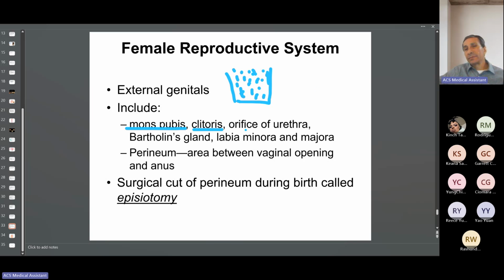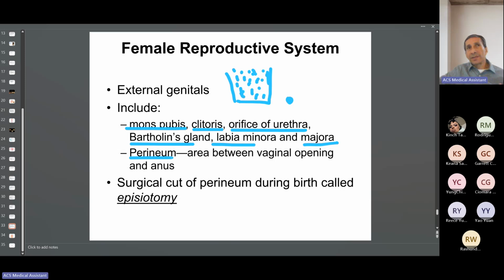The clitoris, the urethra, particularly the orifice of the urethra, meaning the opening of the urethra. Then the Bartholin glands, the labia minora and majora. Remember the lips, the majora are the big lips on the outside, the minora the ones on the inside that connect with the vagina. Then we have this external part that is called the perineum, which is this little piece of skin, if you will, that connects the anal canal with the opening of the vagina.